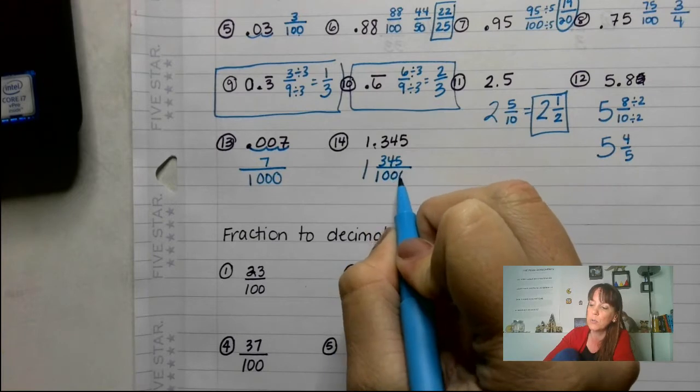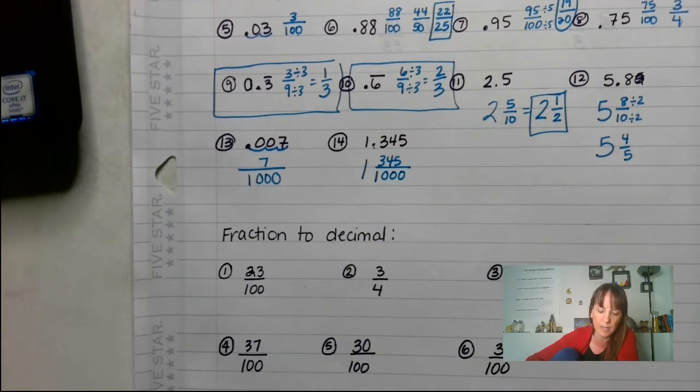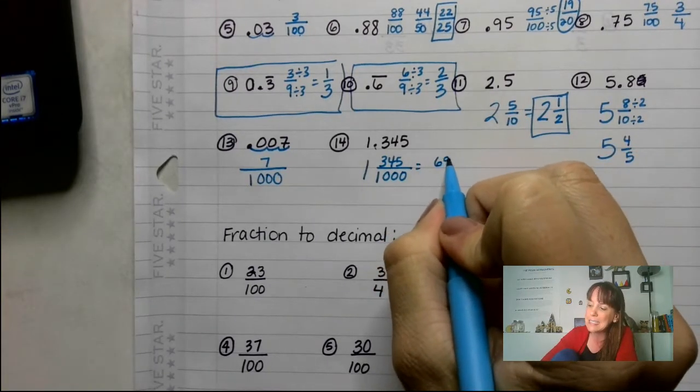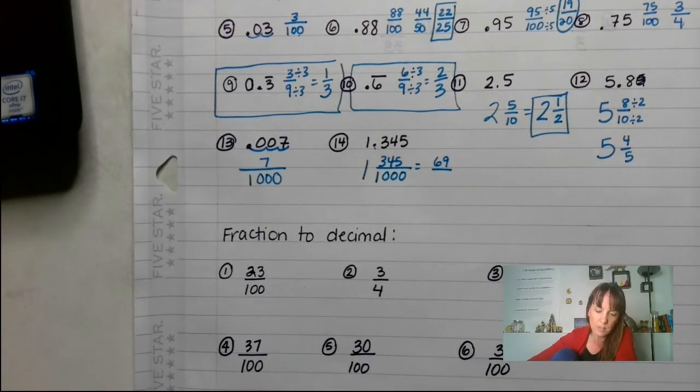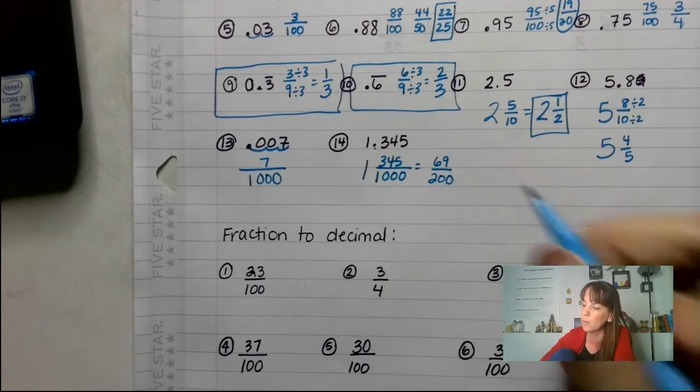So 1, 2, 3 zeros. Let's try dividing that. I forgot to do this before I started recording. So I get 69/1000 divided by, what did I divide by? Divide by 5. That was 200. I don't know why I had to look that up. Whatever.